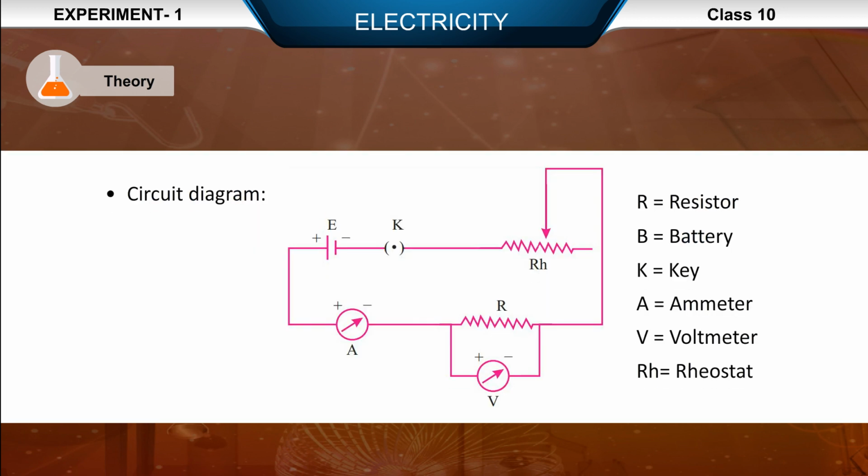Circuit diagram. R is equal to resistor. B is equal to battery. K is equal to key. A is equal to ammeter. V is equal to voltmeter. RH is equal to rheostat.